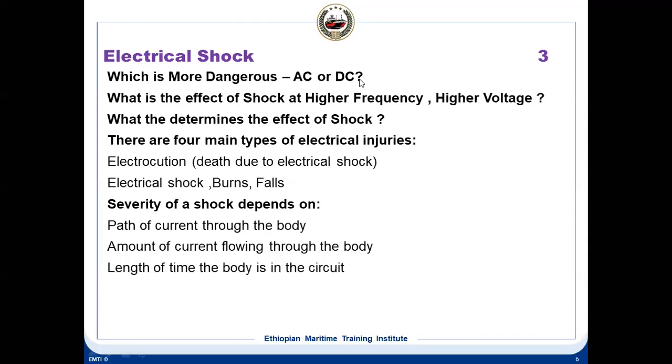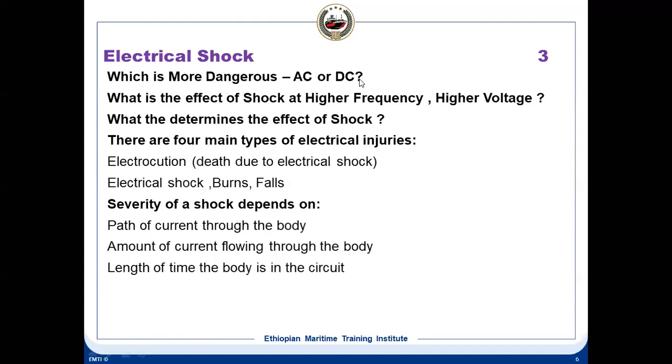And the second thing is, what is the effect of shock at higher voltage? Higher voltage, you can just see directly, because I is equal to V by R. So what will happen if V is more? I is equal to V by R. So higher voltage means I is much higher at higher voltage. So for electrical shock, in this case, you will have a higher current, higher shock. So these are the two things.